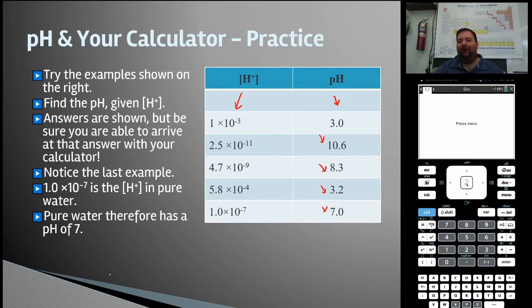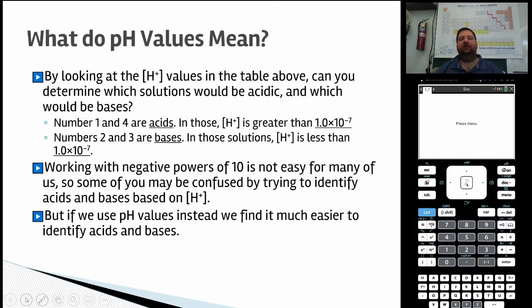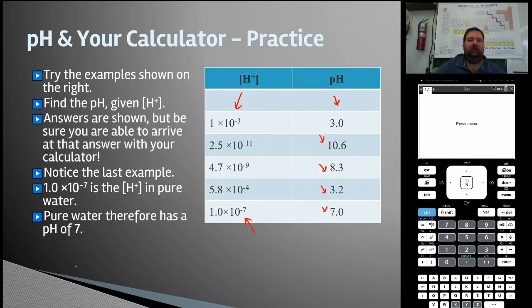All right, so hopefully that worked out for you. There's a couple things I want you to notice. This one right here, this was pure water, right? That's why it gave you a pH of 7. So what do the pH values mean? Well, based off the table, we now have a few different rules we can look at. Numbers 1 and 4 are acids. So let's go back here and look at numbers 1 and 4. This was number 1. This was number 4.